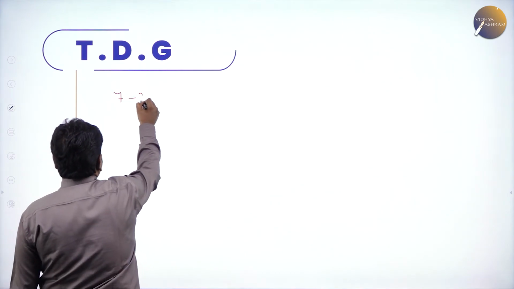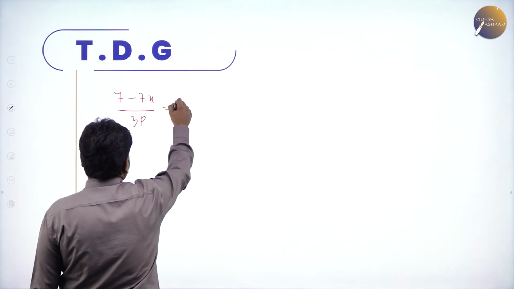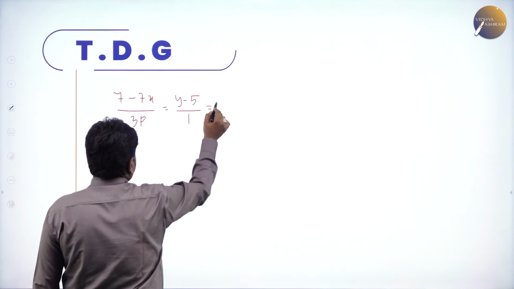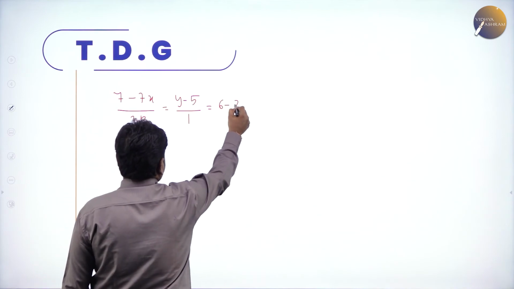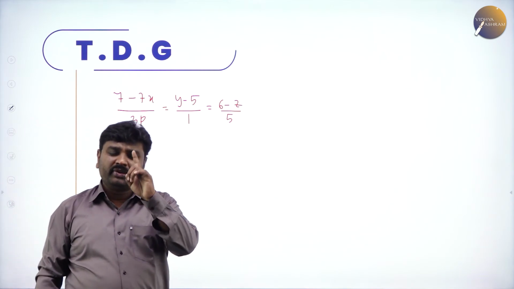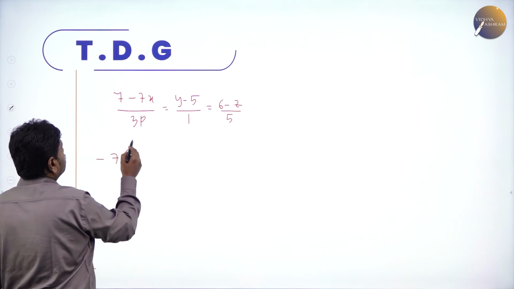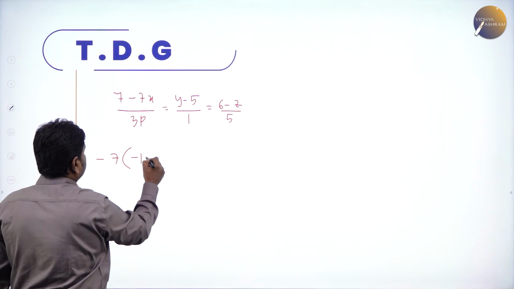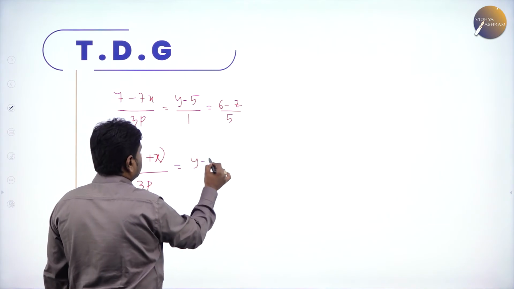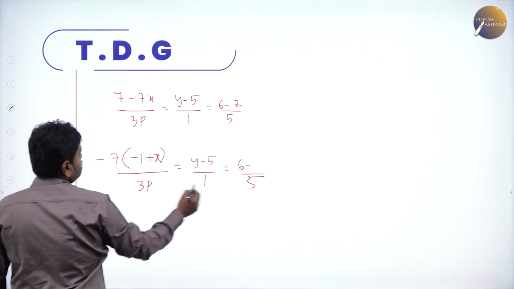The second line is (7 minus 7x) by 3p equal to (y minus 5) by 1 equal to (6 minus z) by 5. First I'll rearrange. I told you just now, the coefficient of x should be 1. But here, what is the coefficient of x? Minus 7. So make it 1. Take minus 7 common. So if you take minus 7 common, it will become minus 1, plus x, sorry, divided by 3p. And this is in standard form: (y minus 5) by 1, and (6 minus z) by 5.